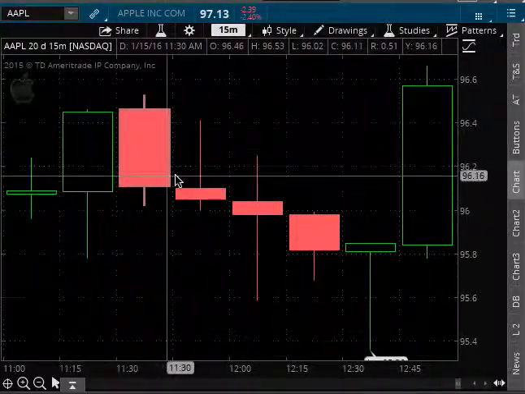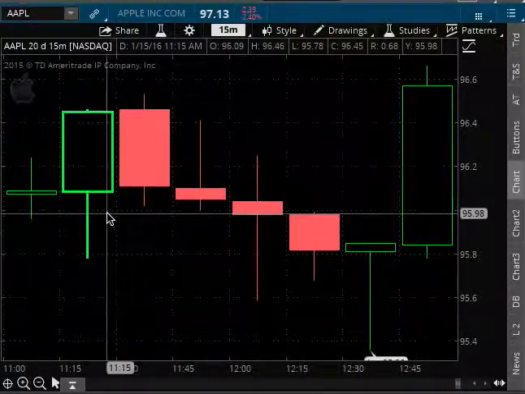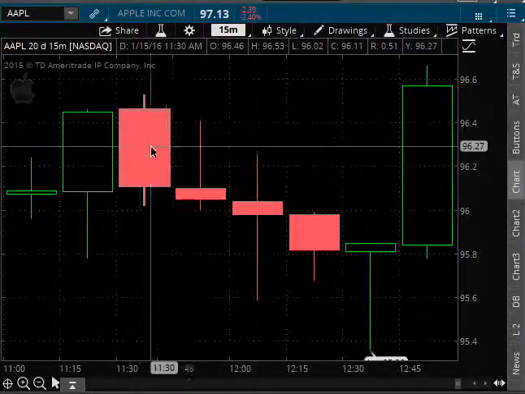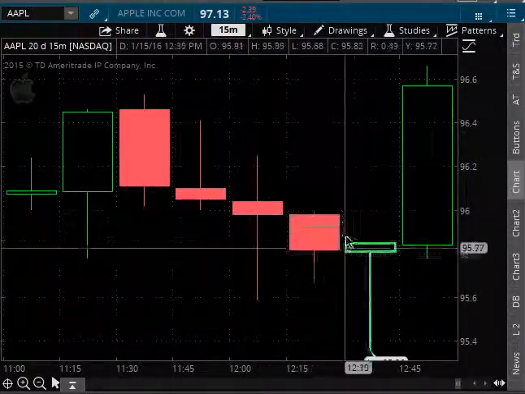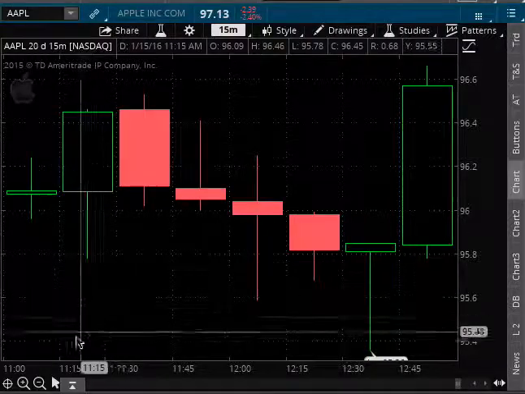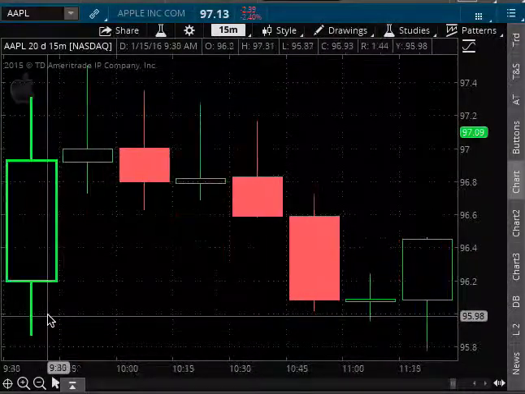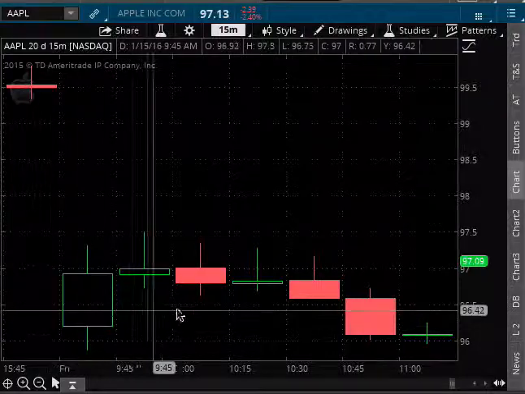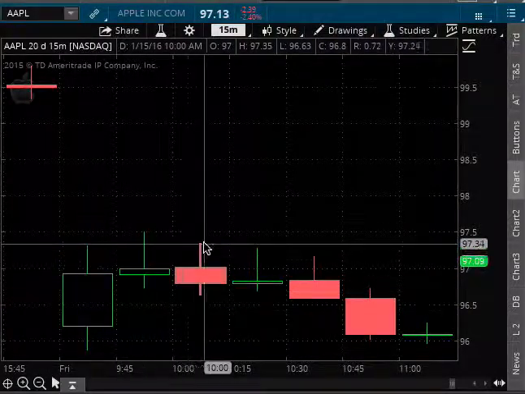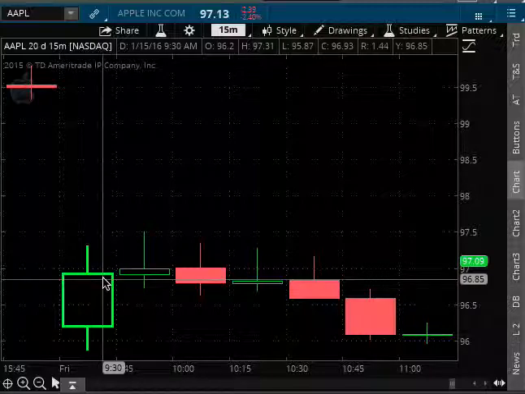Again, we're looking at a 15-minute chart. You can look at a day chart where each of these candles represents a day. But for now, we're looking at the 15-minute chart. Again, the time is down here. And let's go over Friday, because Friday was a huge day for the market. We fell about 500 points.